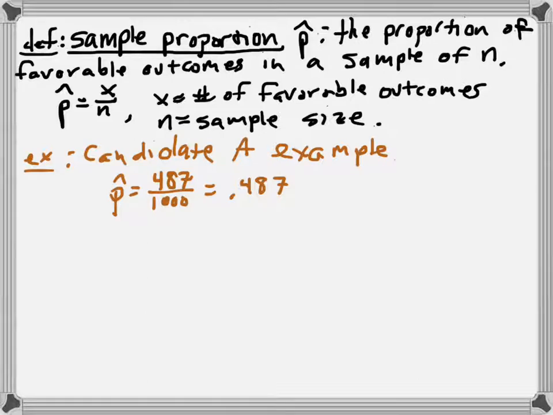P hat in this case is 487, the number of voters who favor candidate A, over 1,000, so 0.487, which literally is 48.7%. But we're going to be writing these not as percents, just as decimals, some number between 0 and 1. If your proportion's ever negative, you did something wrong, minus points, and if it's over 1, you also did something wrong, minus points. Don't leave your answer as the proportion is 1.1. You pretty much get double dinged for writing something like 1.1 because it's not a valid proportion.